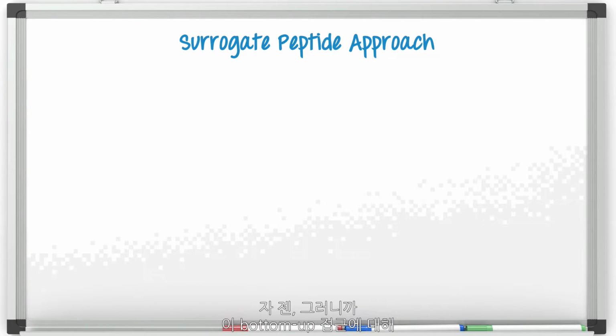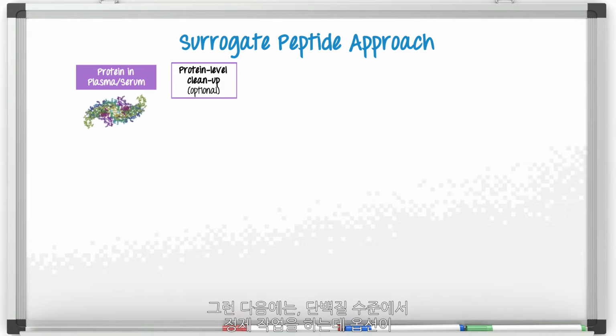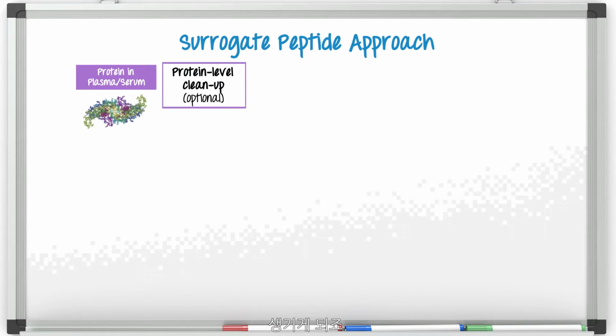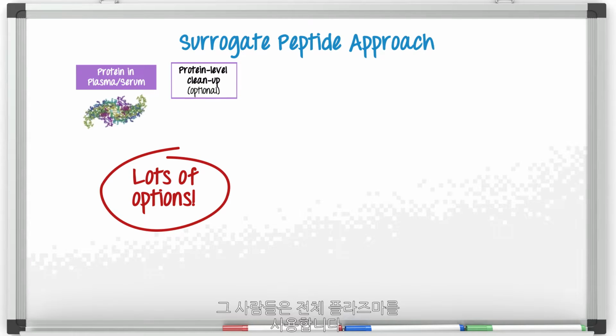All right, let me explain this bottom-up approach in a little more detail. If we draw it out here, you're typically starting with a protein or sometimes a peptide in plasma or serum. I want to go through the protein workflow with you. Then you've got the option to do some cleanup at the protein level, and that might be protein A, protein G, even an anti-human affinity. Some folks do a precipitation and then do pellet digestion. But about 50% of the people don't even do any cleanup at that level. They just take the whole plasma.